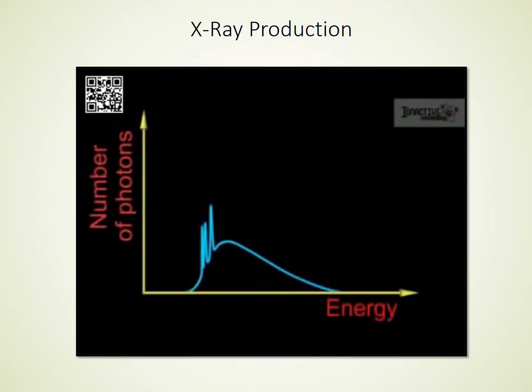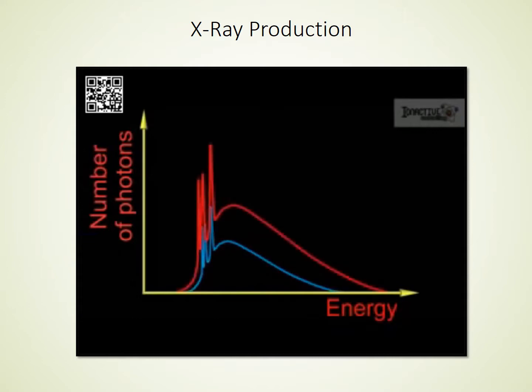If we change this plot to show the number of X-ray photons versus photon energy, we see that the basic shape is reversed, with a continuum that rises from low energy to a peak, then falls to zero at the point where the maximum X-ray energy is achieved. The characteristic spikes due to target atom inner shell interactions are also still evident.